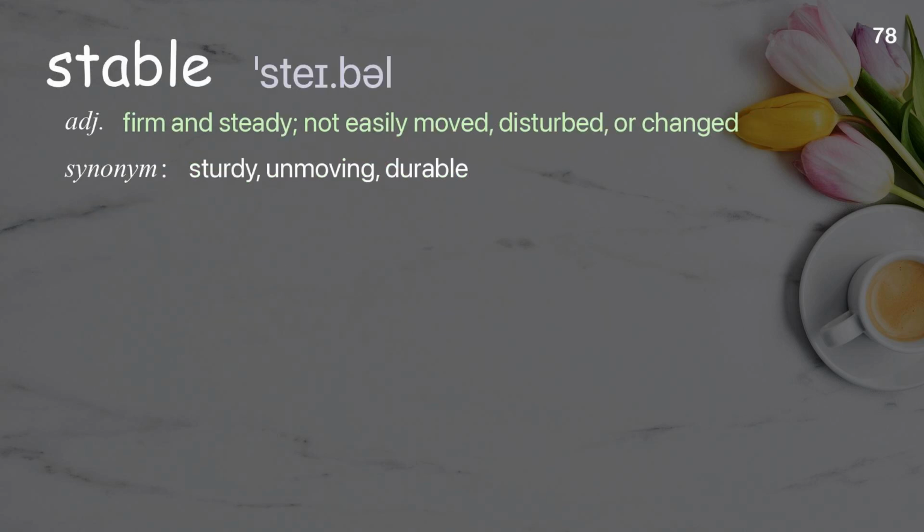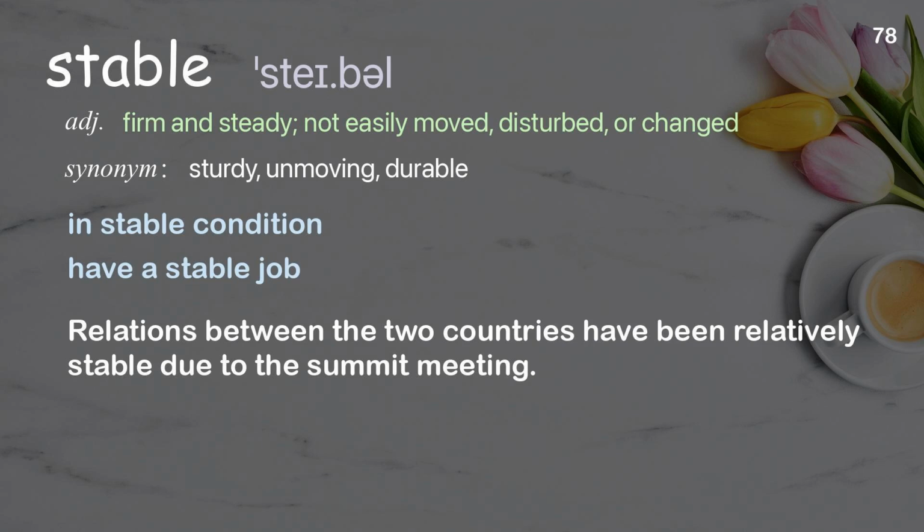Stable. Firm and steady. Not easily moved, disturbed, or changed. Examples: In stable condition. Have a stable job. Relations between the two countries have been relatively stable due to the summit meeting.